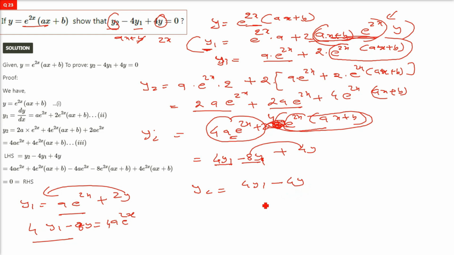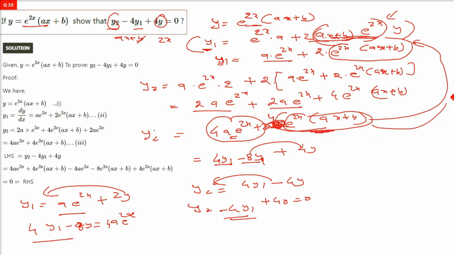Now take everything on the left, so we have y2 minus 4y1 plus 4y equals 0. This is your final equation. See, the solution which I provided you is different from the solution which I did. That is why there can be multiple ways to go about it. It totally depends on your practice.